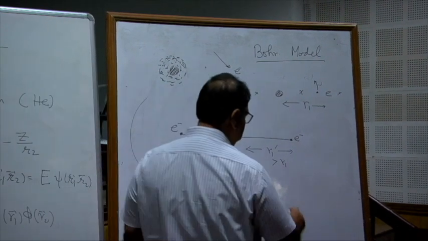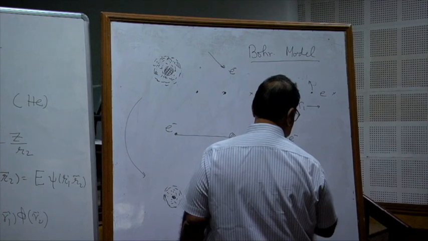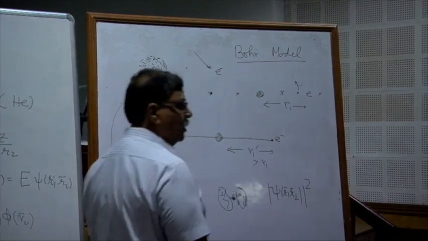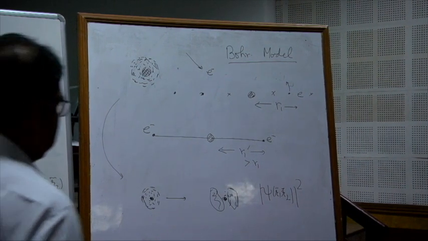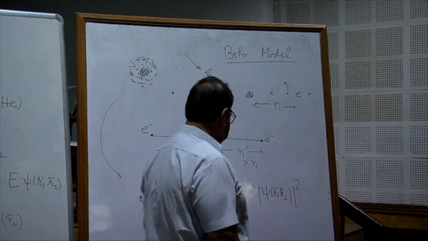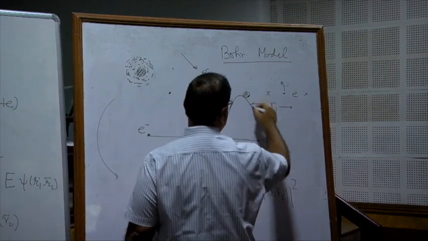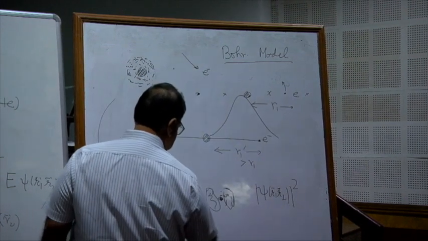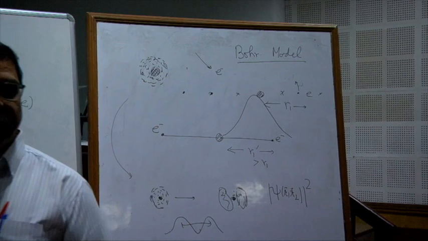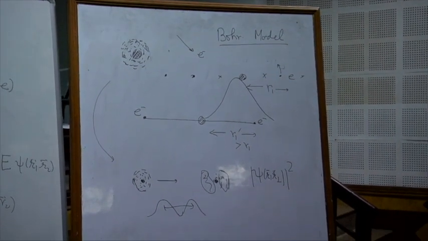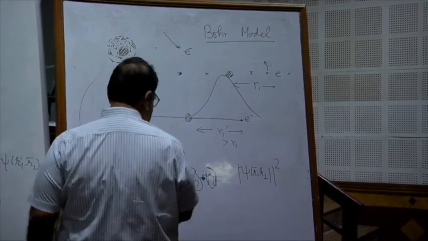And since I know that psi(R1, R2) mod square gives me the probability of where the two electrons are, this wave function, in the Bohr model or the hydrogen atom model, was something like this, and now would have a structure where the other electron is over the way. We have two humps, if you like. Or you can say even better, this will be a very extreme picture which we'll come to.